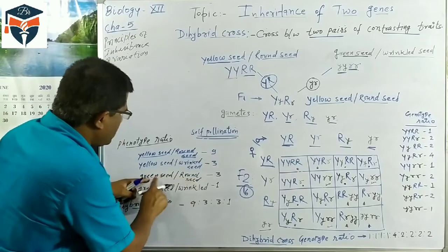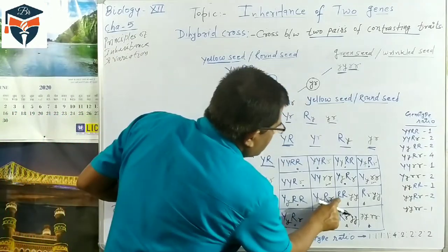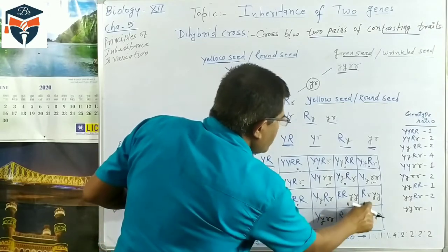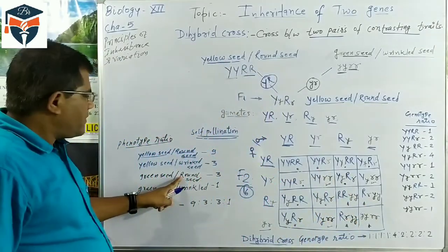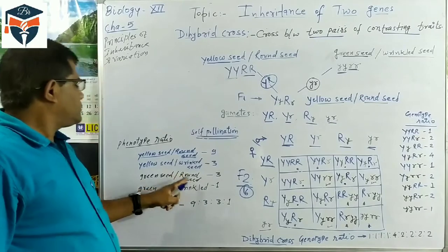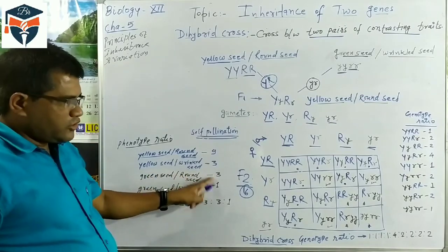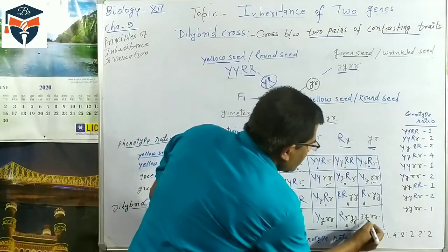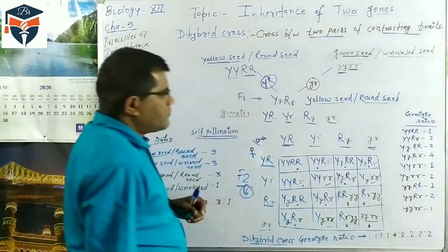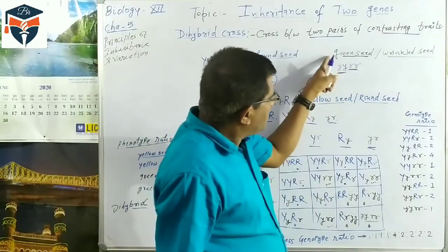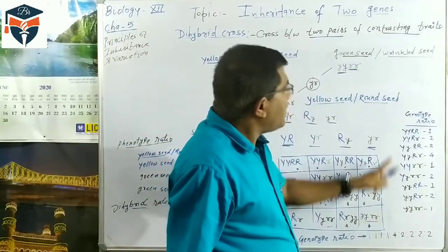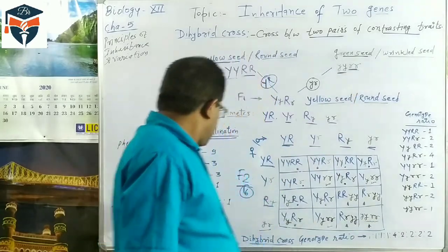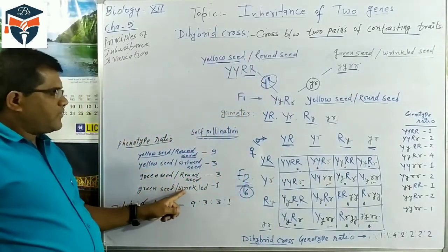Round and green, round and green, round and green. So 1, 2, 3: three plants are having round seed and green seed. This is the 3. Now overall 1 is left. This one, in this case, small y, green seed, small r, is wrinkled seed. So green seed and wrinkled seed. Here you will see green seed and wrinkled seed.